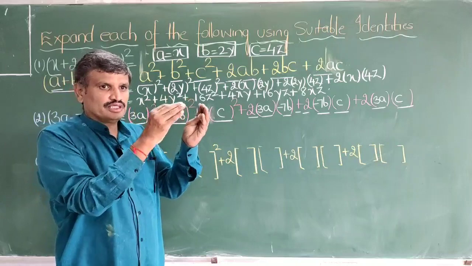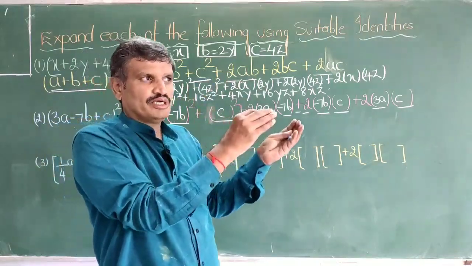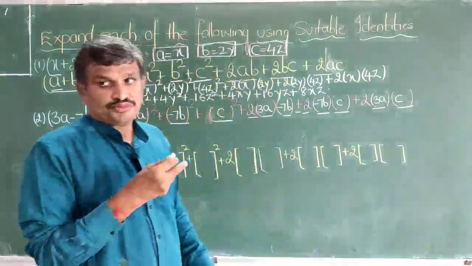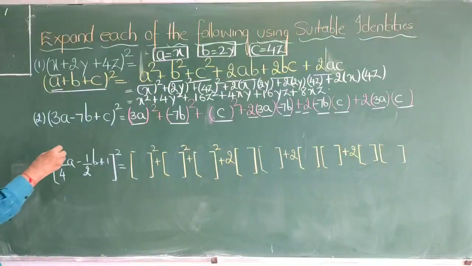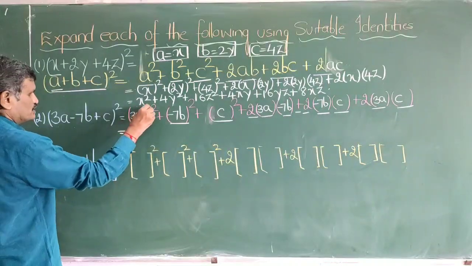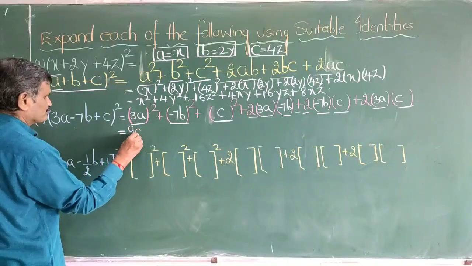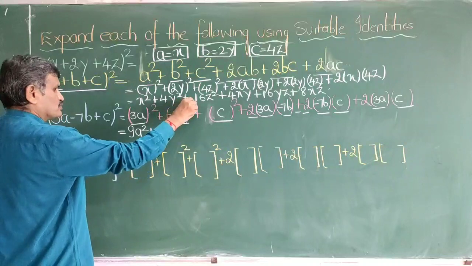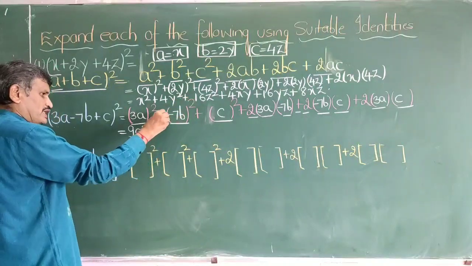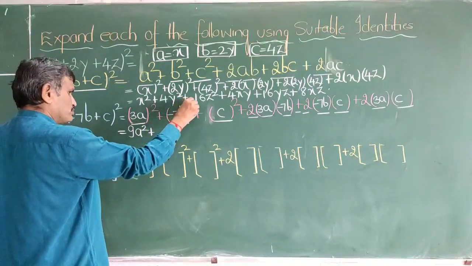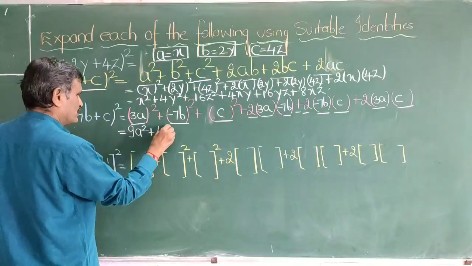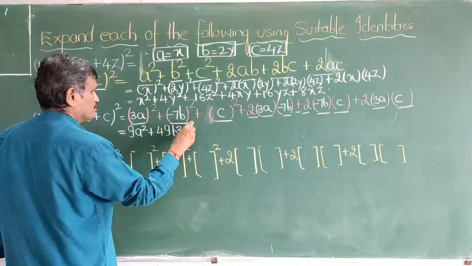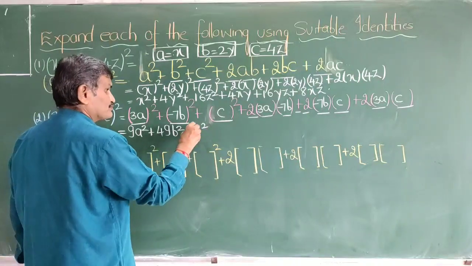First term square plus second term square plus third term square plus 2 multiplied by first term second term plus 2 multiplied by first term third term. So what I got here is 3a whole square is 9a square, then plus, you see, minus whole square is plus, so minus square is plus, 7b whole square is 49. So what I'll get here is 49b square plus c square.